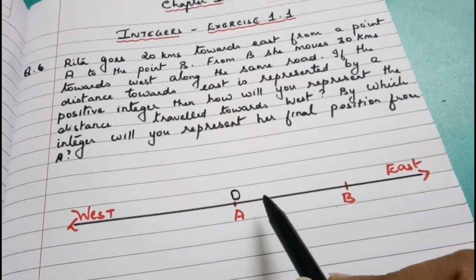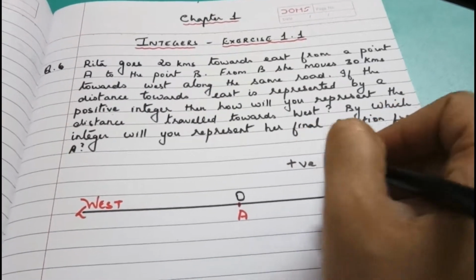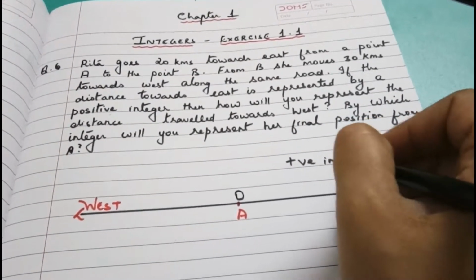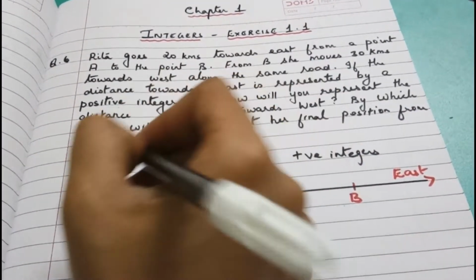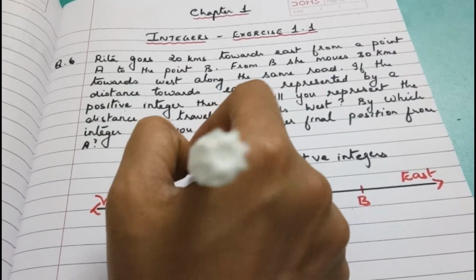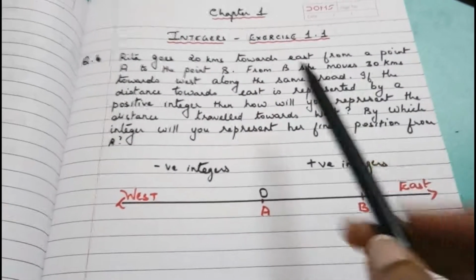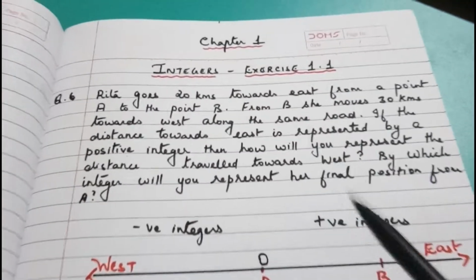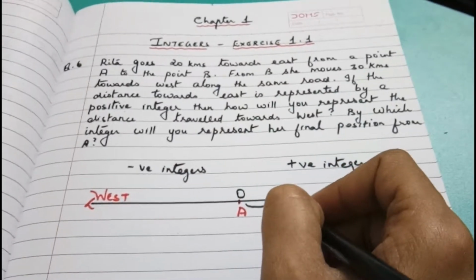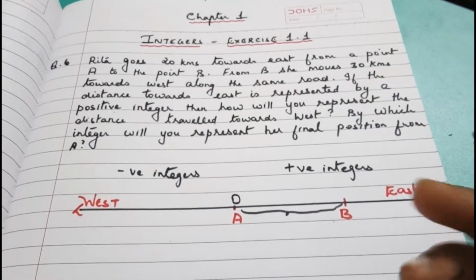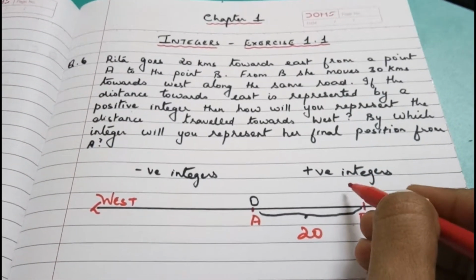Any numbers on the right hand side of the 0 are positive integers and anything on the left hand side of the 0 are negative integers. Okay, so let's see now. So here what it said, Rita travels 20 kilometers from A to B. So she travels from here to here, which is 20 kilometers, and it is a positive one.